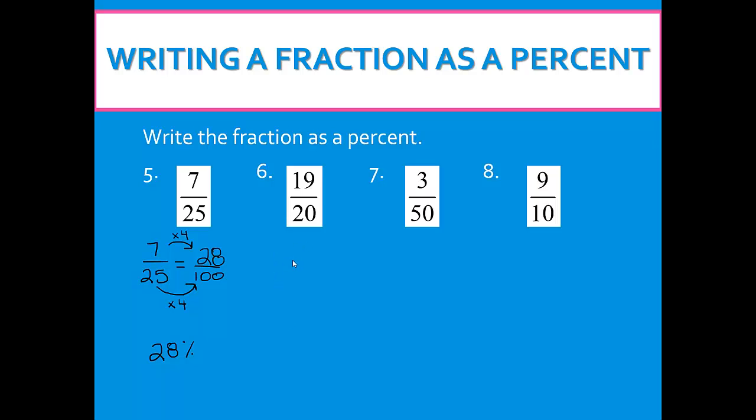Okay, for number 6, I have 19/20. So I'll start with 19/20. And I want to convert this to something out of 100. So I'll write my equivalent fraction. 20 times 5 gives me 100. So I need to multiply the 19 times 5 to get my numerator. 19 times 5 is 95. Percents are always out of 100, so this would be 95%.